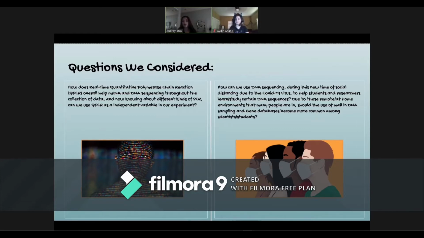And then the other one was, how can we use DNA sequencing during this time of new social distancing because of the COVID-19 virus to help students and researchers still be able to learn and study DNA sequencing and the art of it? Because we're in such remote and at-home environments, can mail-in DNA sampling and gene databases, which, just like Aiden said, we have more access to in the modern world, become more common? And why? Really, why is what we looked at. Why should it be common among scientists and students?